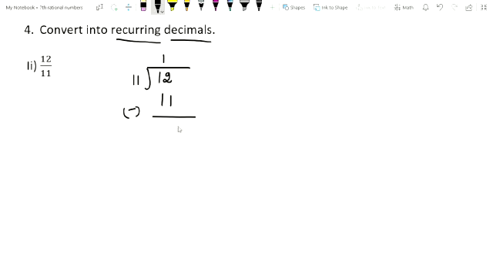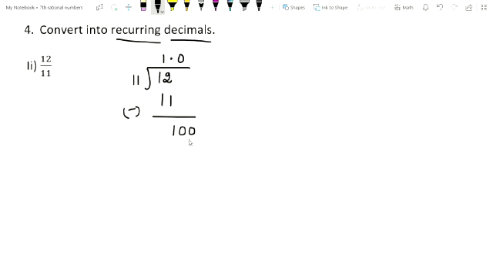12 minus 11, 1. Okay, so now we can't divide, just keep the decimal and add 0. 10, 11. So we can't divide. So what do you want to do? Just add 1 0 in the quotient place. At the same time you should add 1 0 in the new dividend place. Okay, now it becomes 100.